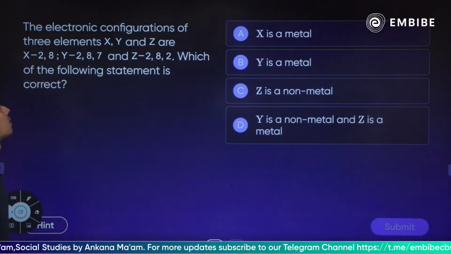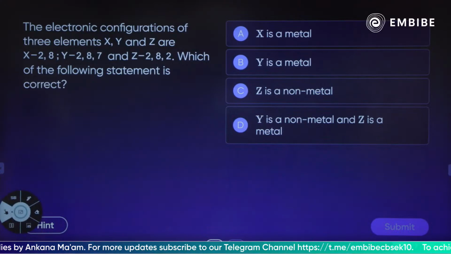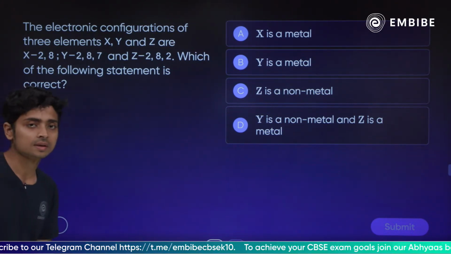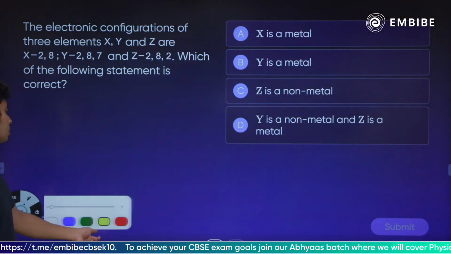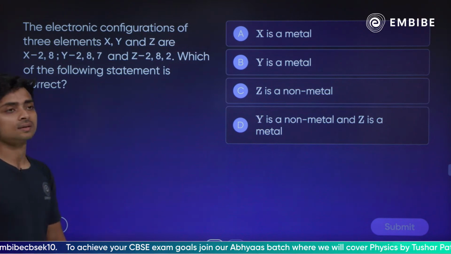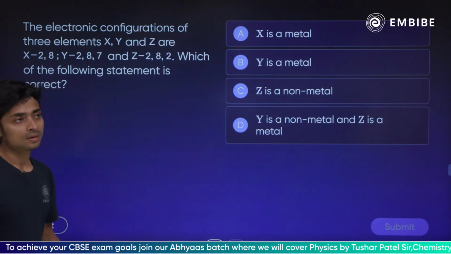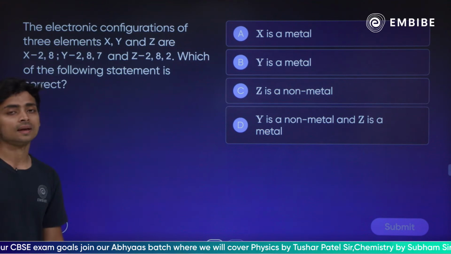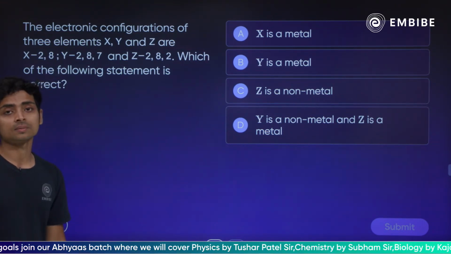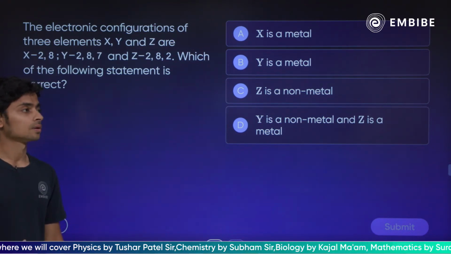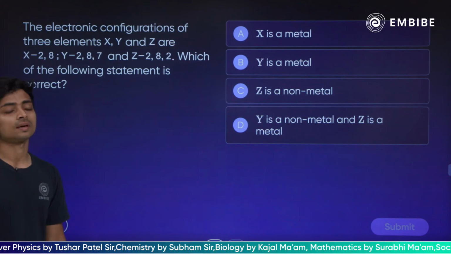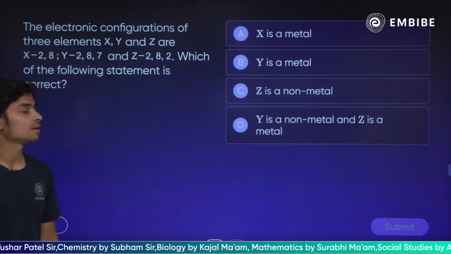Next we have: the electronic configurations of 3 elements X, Y and Z are X 2, 8; Y 2, 8, 7; Z 2, 8, 2. So we have 2 ways to solve this. First, you can use the electronic configuration to figure it out. Basically all metals or non-metals try to reach the nearest noble gas configuration. Another important thing is you should remember all the elements till atomic number 20 for now: their atomic number, mass number, number of protons, number of neutrons, and their valencies.